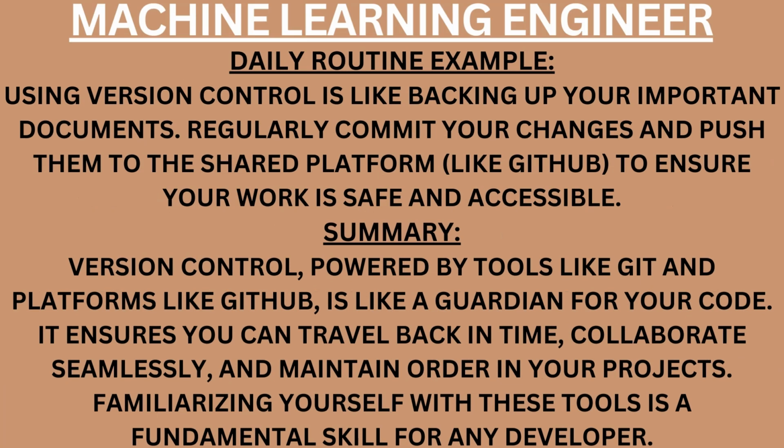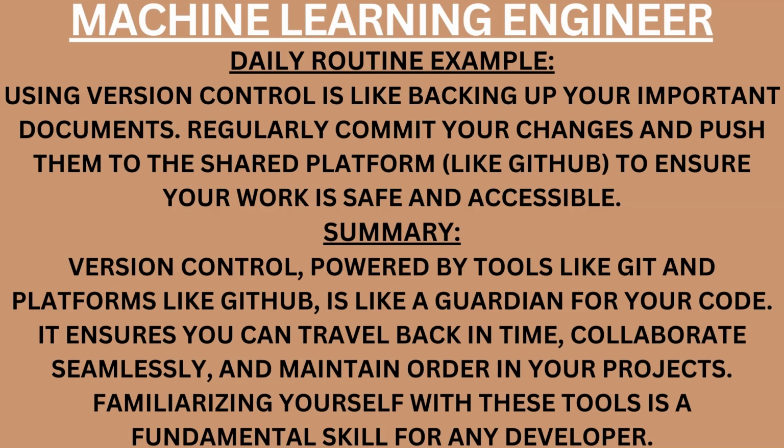Daily routine example. Using version control is like backing up your important documents. Regularly commit your changes and push them to the shared platform like GitHub to ensure your work is safe and accessible.